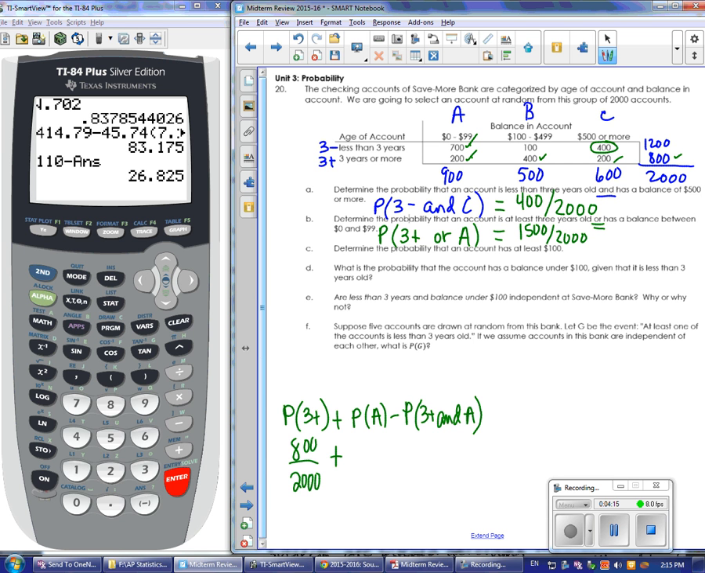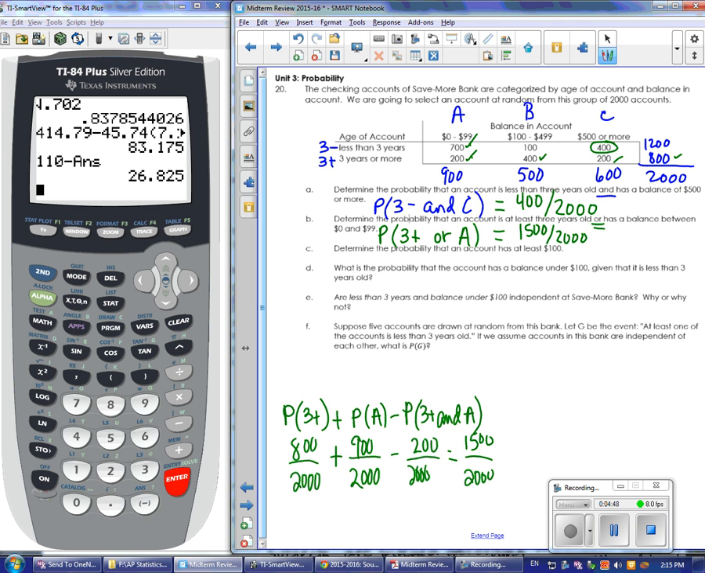And then I'd add that to the probability of having a balance between 0 and $99. That's 900 out of 2,000. And then I'd subtract the probability of both, and that would be 200 out of 2,000. And since we have the same denominator, basically I have 800 plus 900, that's going to be 17 minus 2, which also gives me 1,500 over 2,000. So notice that either way you do it, you get the same answer.